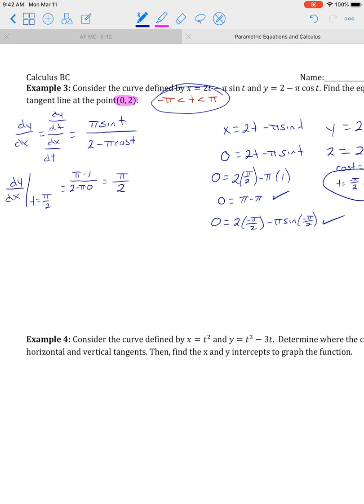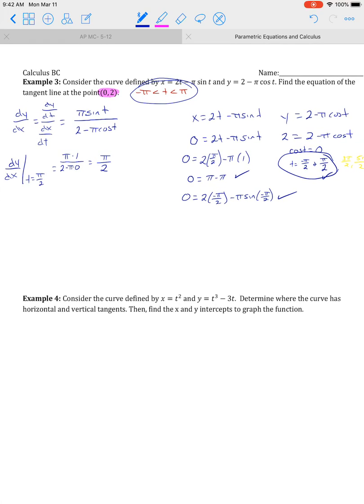So my first tangent line, I'm using the point (0, 2), and I got a slope of pi over 2. So I got y minus 2 equals pi over 2 times x minus 0. So there's my first tangent line.